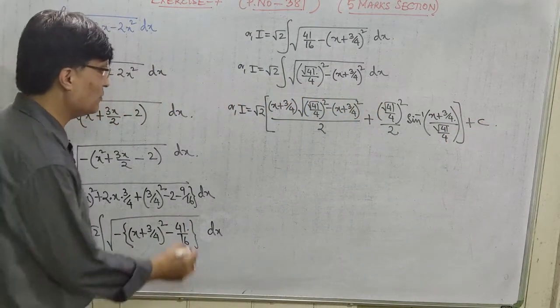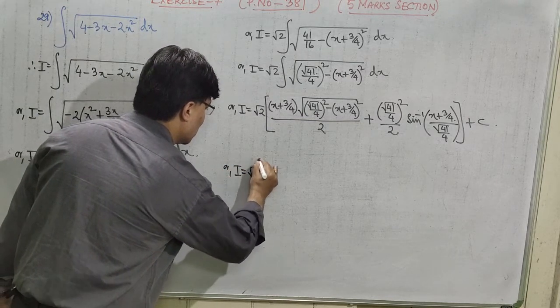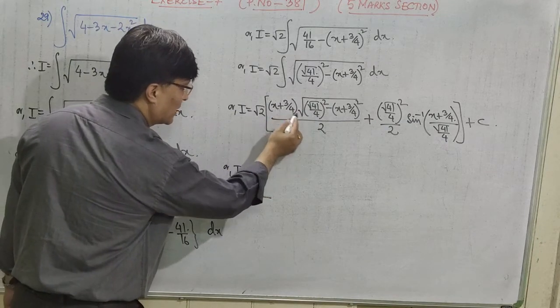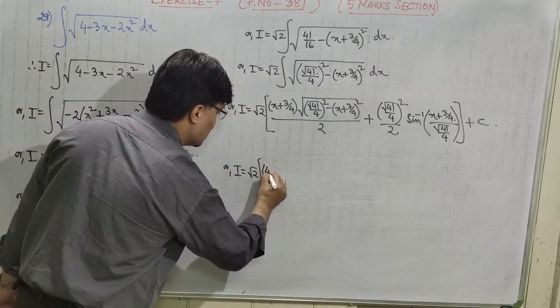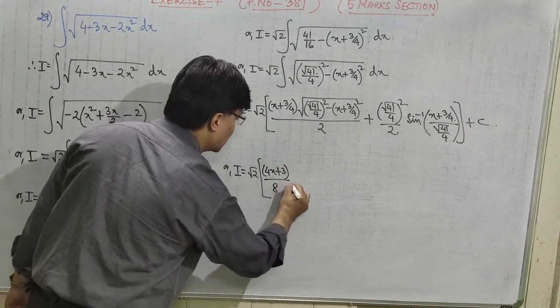So let us simplify it now. I is equal to root 2 within third bracket. Let us simplify it. What's the LCM here? 4, so 4 to 8. So this will be 4x plus 3, whole divided by 4 to 8.